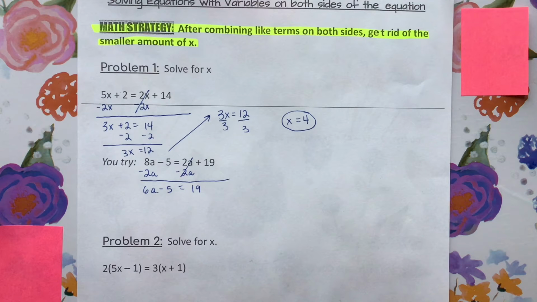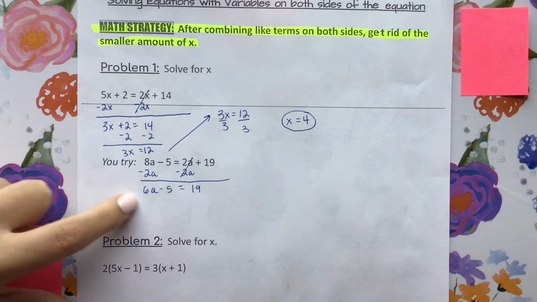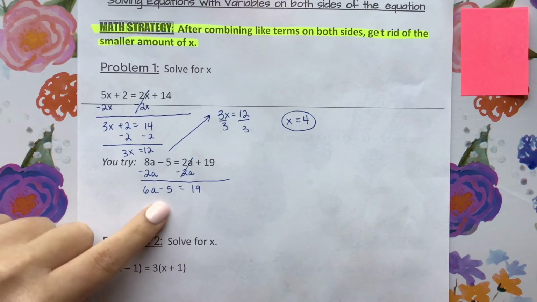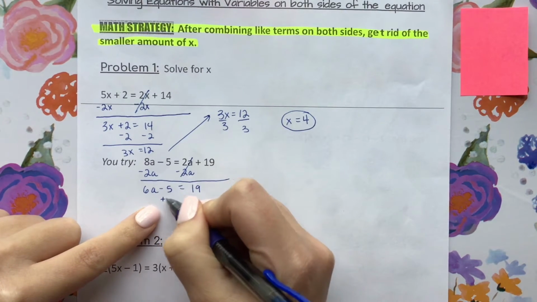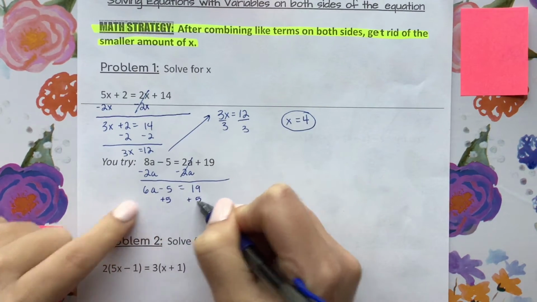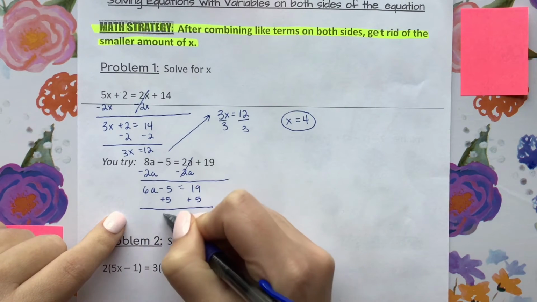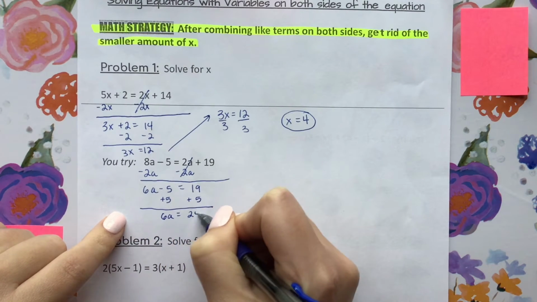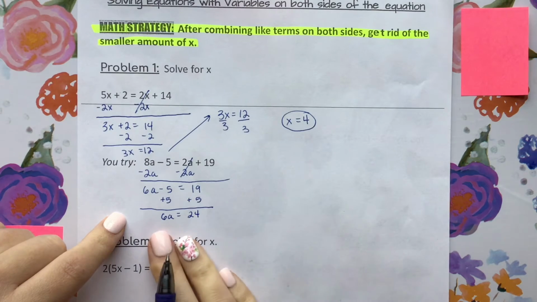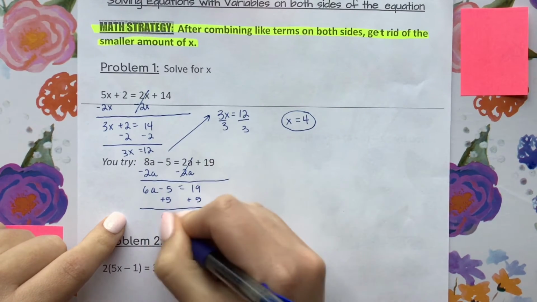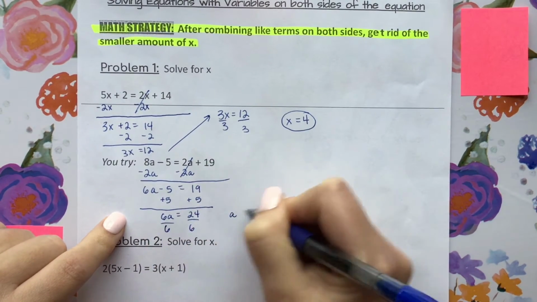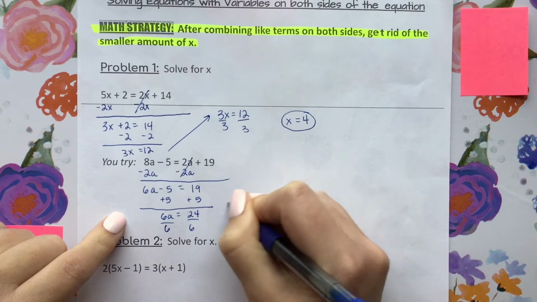Now I'm going to add 5 to both sides of the equation because now here's my variable and I want to get rid of this minus 5. So opposite of subtraction is addition. So now I'm at 6a is equal to 24. Finally, divide by 6. And you get a is equal to 4.